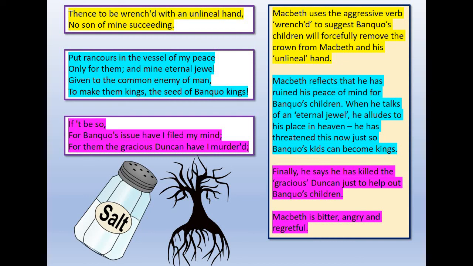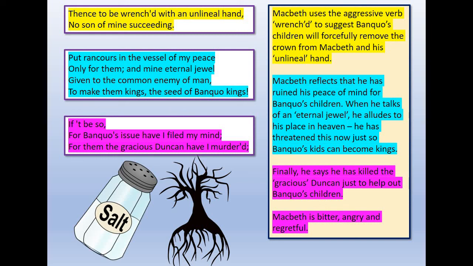Okay, he said to make them kings, and also them. He's talking about kings, plural. He's really clear on the idea that this will be a line. He's not just thinking of Fleance, but he's thinking of Fleance's children and their children. And then he said, "If it be so, for Banquo's issue I have filed my mind. For them the gracious Duncan I have murdered."